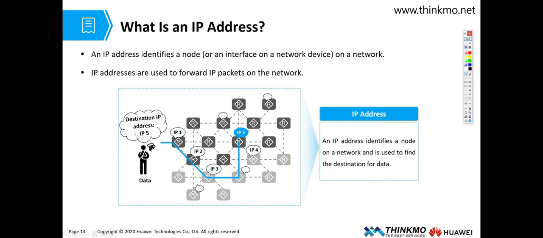For example, if our destination here is this IP5, then I need to check who exactly this IP5 is. For instance, if you were trying to find someone globally without knowing their name, it would be extremely difficult to locate them in the vast sea of people. So what about IP addresses? They are used to identify nodes or interfaces within our network, and we assign each one an address, and this is used to forward data packets within our network.